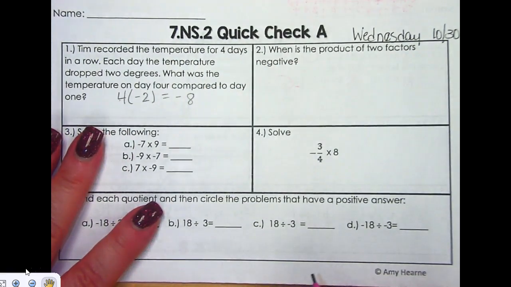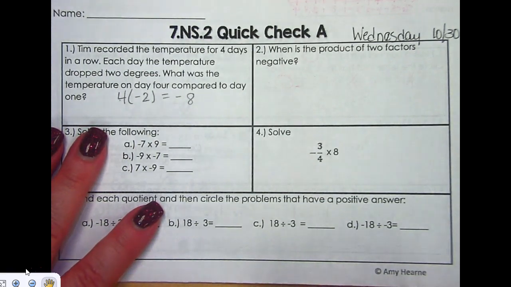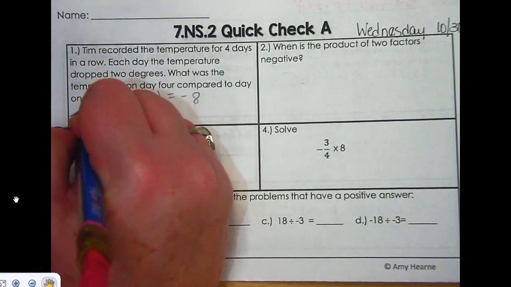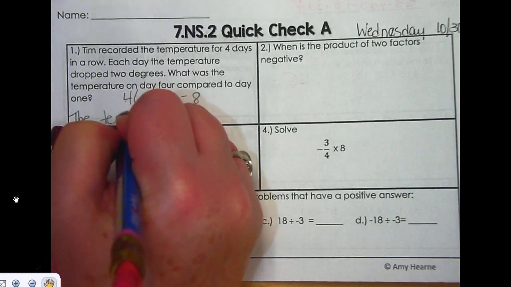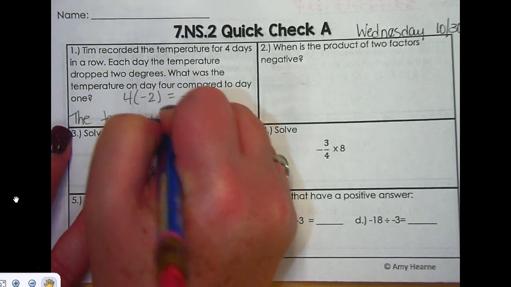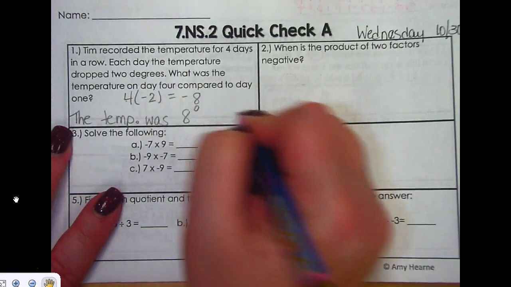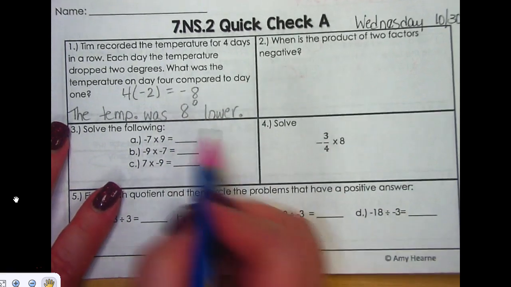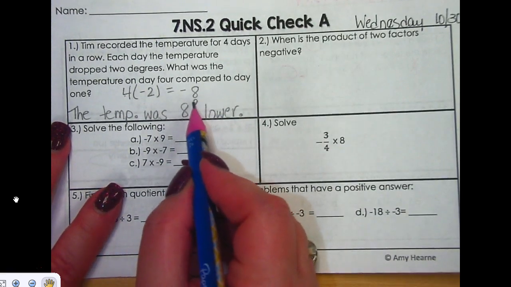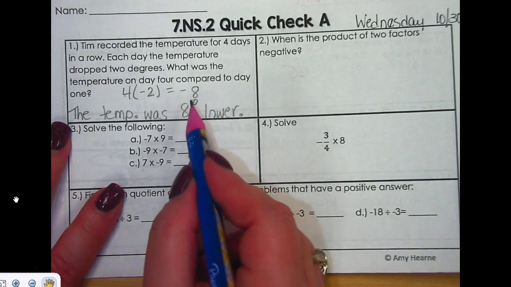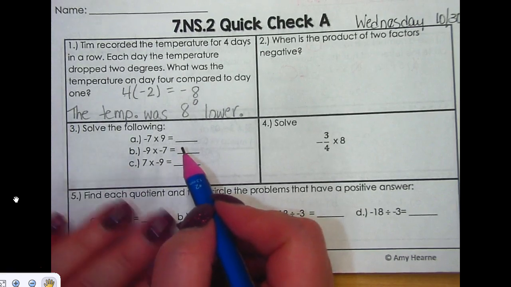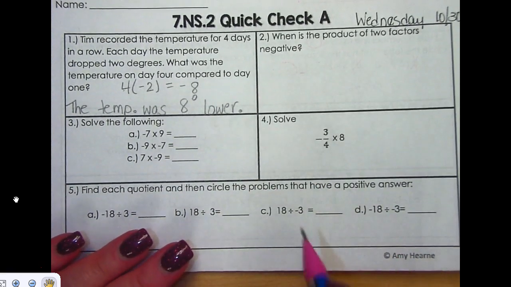So what was the temperature? The temperature was 8 degrees higher or lower? Lower. The temperature was 8 degrees lower. So make sure that you have some kind of unit. I have the little degree sign, the superscript 0 up there, means 8 degrees. The temperature was 8 degrees lower. That's what you would say.